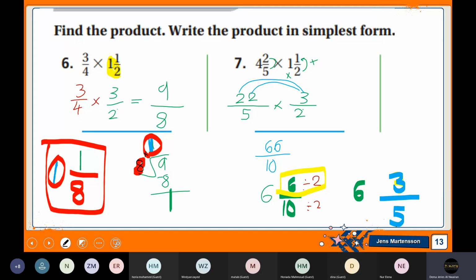Finish. Thank you so much, Widyan. Teacher, what's the final answer? 6 and 3 over 5. Okay.